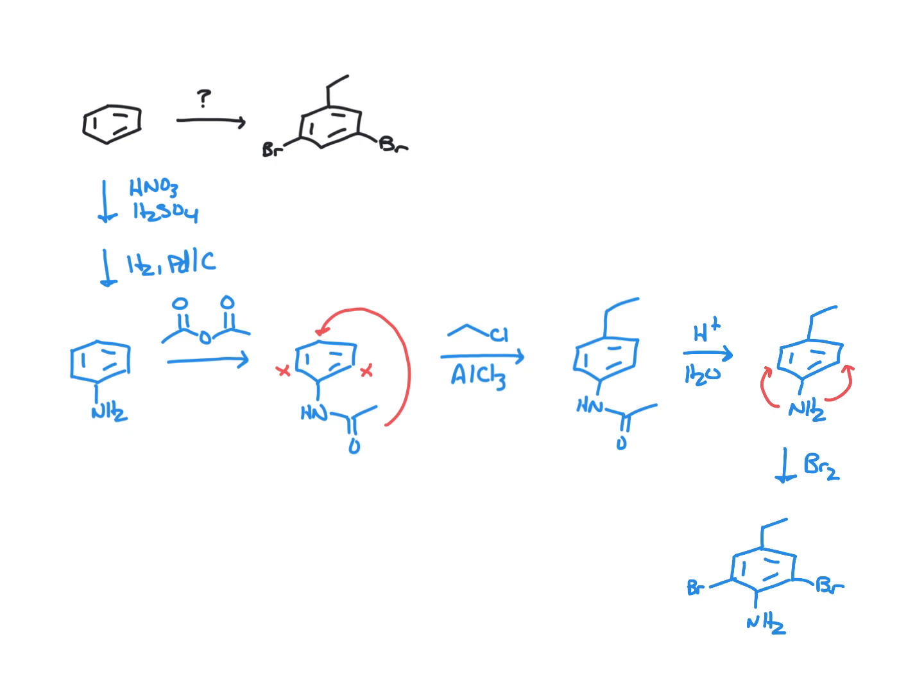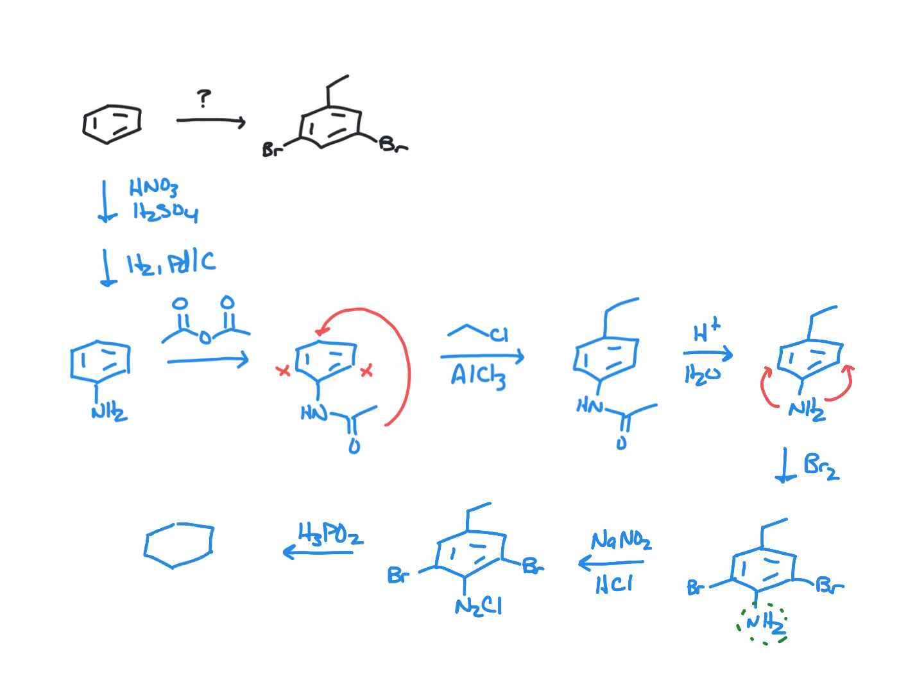All right, well now we have everything we want, but we also have something we don't want, the amine on the ring. But we can get rid of that. So let's convert it to a diazonium ion. And then we can convert that to a hydrogen with H3PO2. And we're left with our final product.